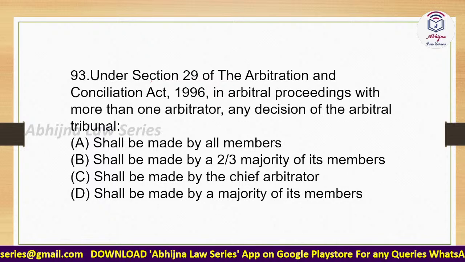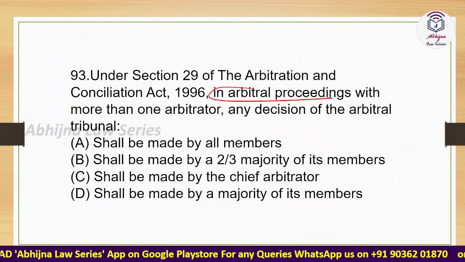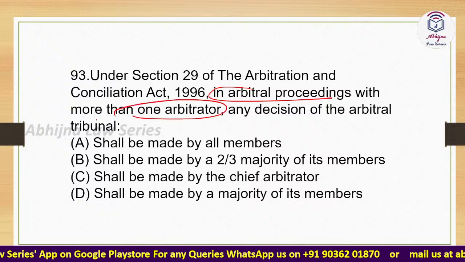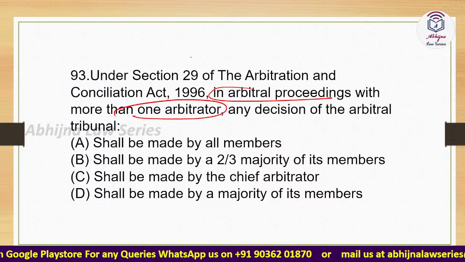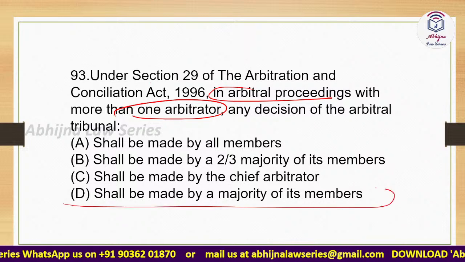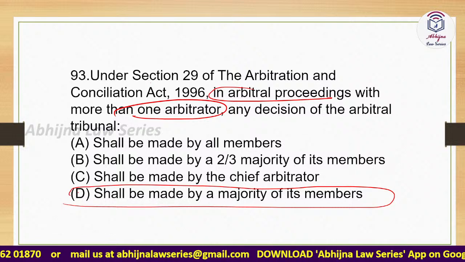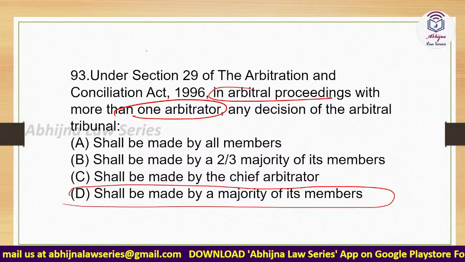Under section 29 of the Arbitration and Conciliation Act, in arbitral proceedings with more than one arbitrator, how is the decision taken? So, usually the decision is taken by the majority of the members, right, in the absence of an agreement. So, that has been provided under section 29 as given here.